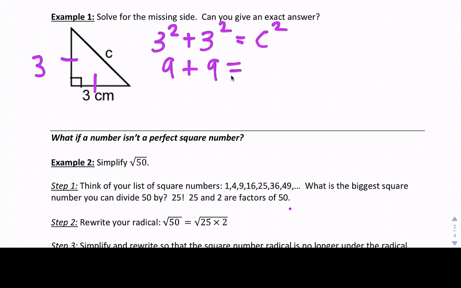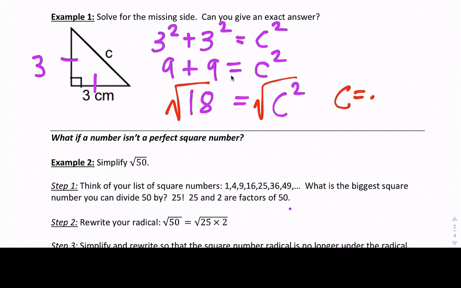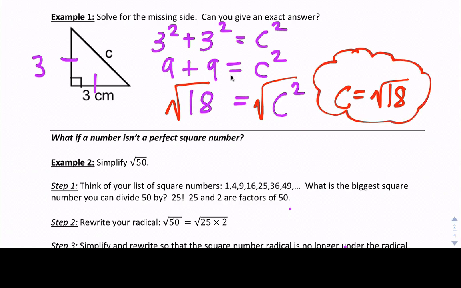9 plus 9 would give us c squared, not 81. 9 plus 9 would be 18, not 81. And that would be c squared. And then to get rid of the squared, use square root. And so that side is the square root of 18. And usually we get the decimal, but our goal today is how can we rewrite square root of 18 so it's not a decimal, but still simplified.